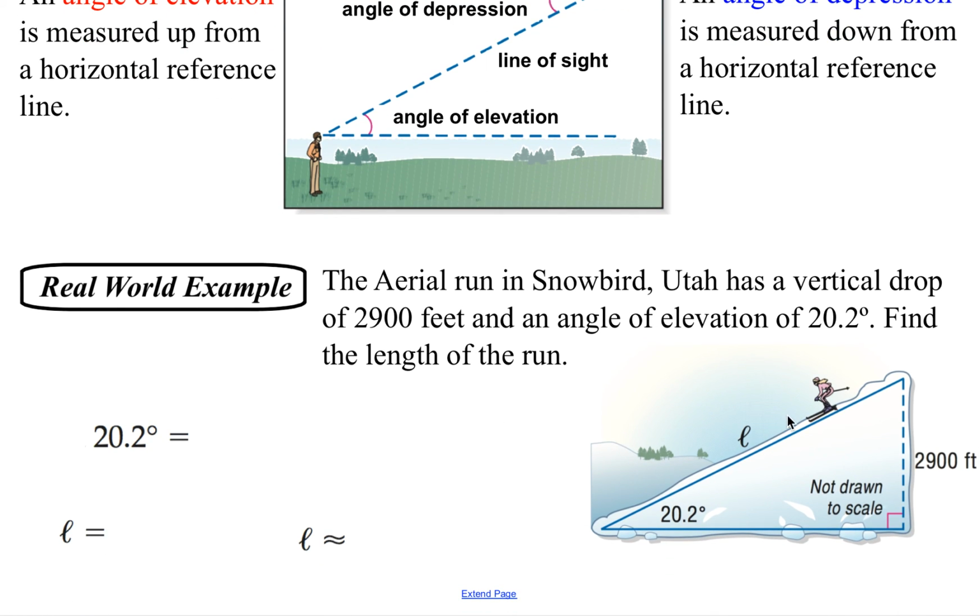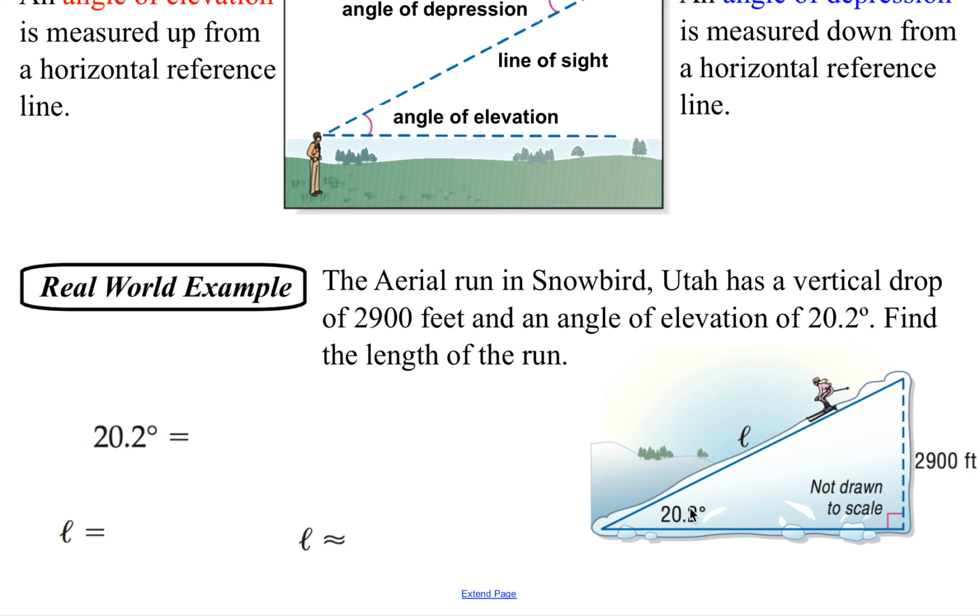So let's suppose we're going skiing, and we're going to go skiing in Snowbird, Utah, and we are going to go down the aerial run. And we are told this aerial run has a vertical drop of 2,900 feet, and it has an angle of elevation of 20.2 degrees. They want us to find how long L is the run. So we have our right triangle in our picture.